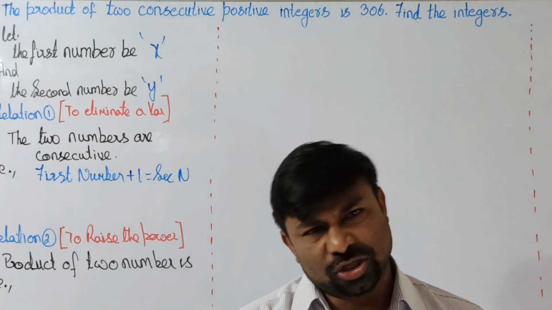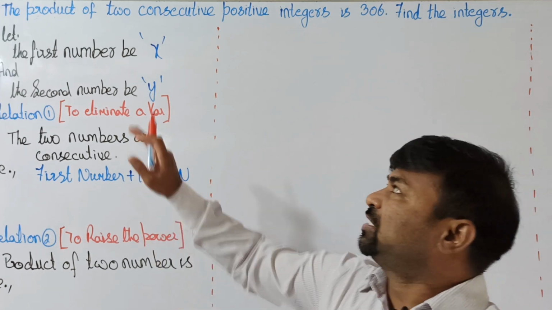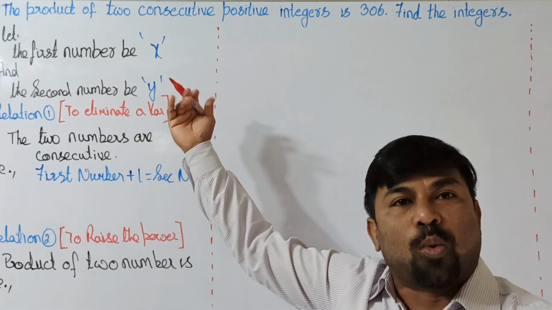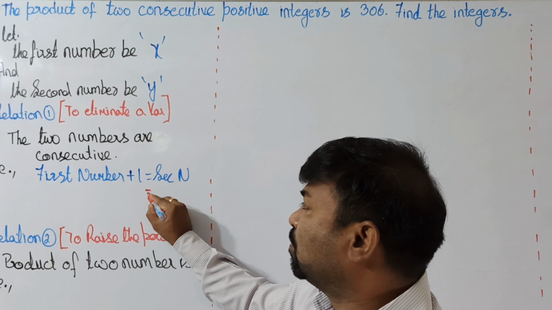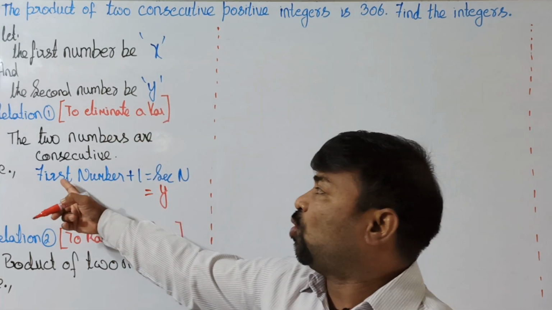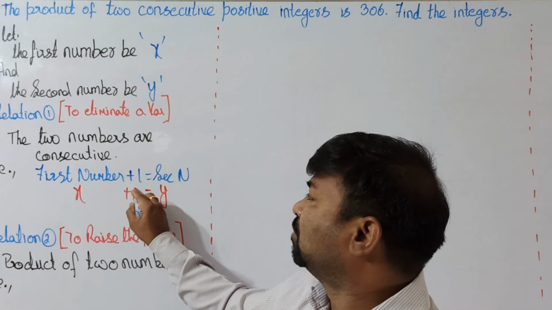This is the relation he is saying here, right? Or let me reverse it here. Which is the first number we are taking? X, and which is the second number we are taking? Y. So let me reverse the relation for you. Which is the second number? Y. And what is the first number? First number is nothing but x plus 1.